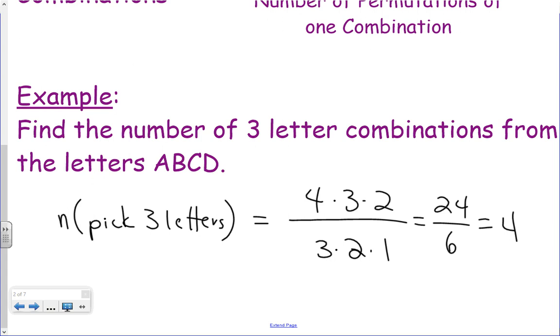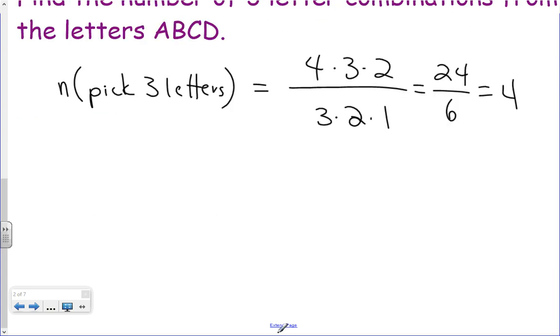There would be 24 different arrangements of those 3 letters that I picked out of the 4. But in terms of just narrowing it down to how many combinations I have there, just worrying about what letters you pick, not the order that they're picked in, there's only 4 ways to do that. In fact, since there's only 4, we could list them.